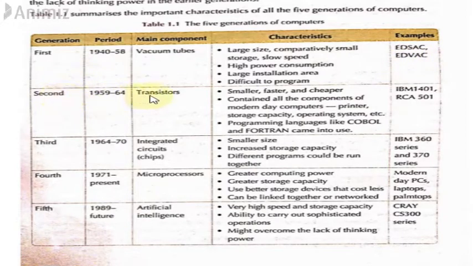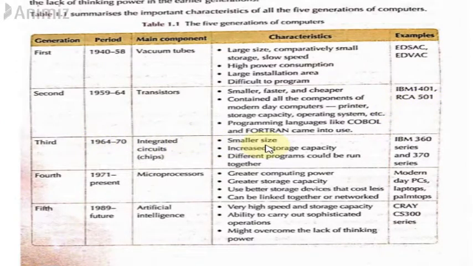Then the second generation of computers used transistors as their main component. They were smaller than the first generation, and faster and cheaper. They contained all the components of modern-day computers, such as printers, storage capacity, operating systems, etc. Programming languages like COBOL and Fortran came into use, and the examples are IBM 1401 and RCA 501.